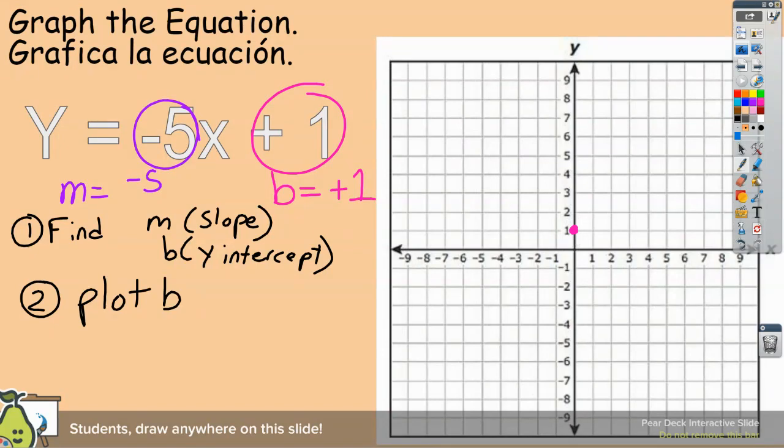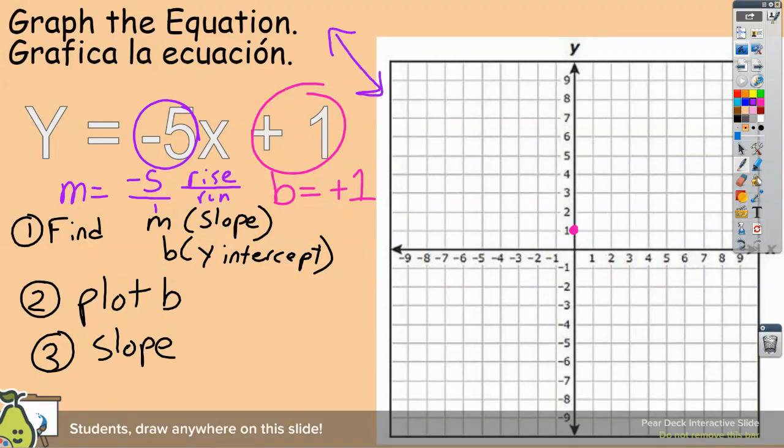And now we're going to use slope. But again, we have that issue. So we're going to have to make it into a fraction so that we can use it. So we're going to put it over 1, and we're going to remember rise over run. Now it's a negative slope, right? A negative slope, we want it to look like this.